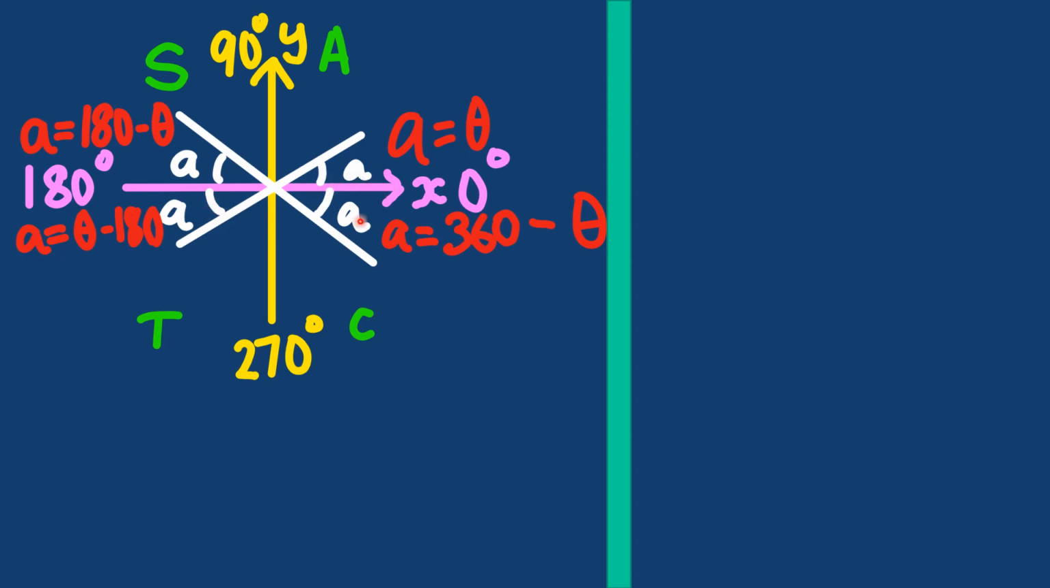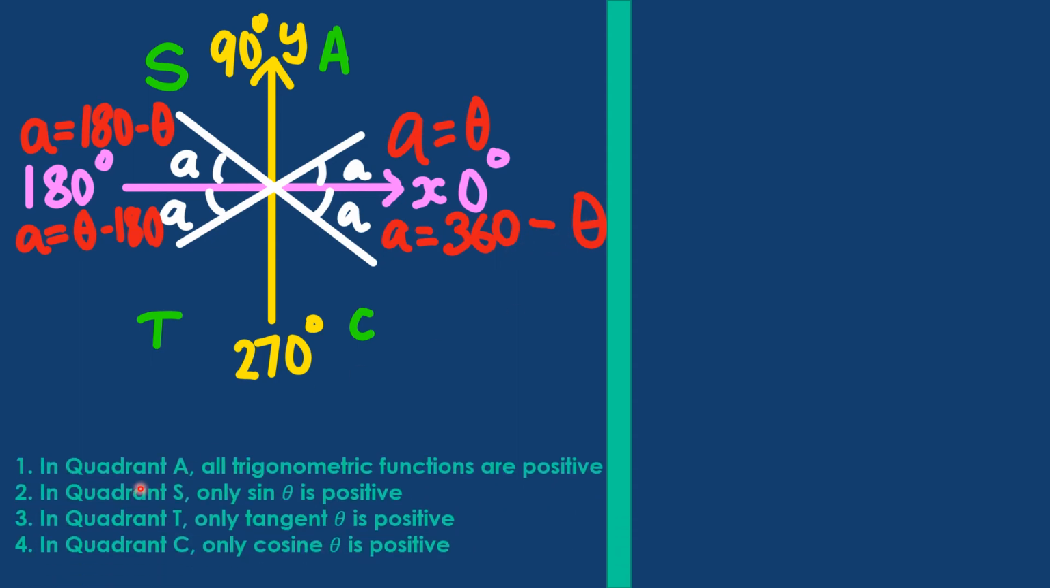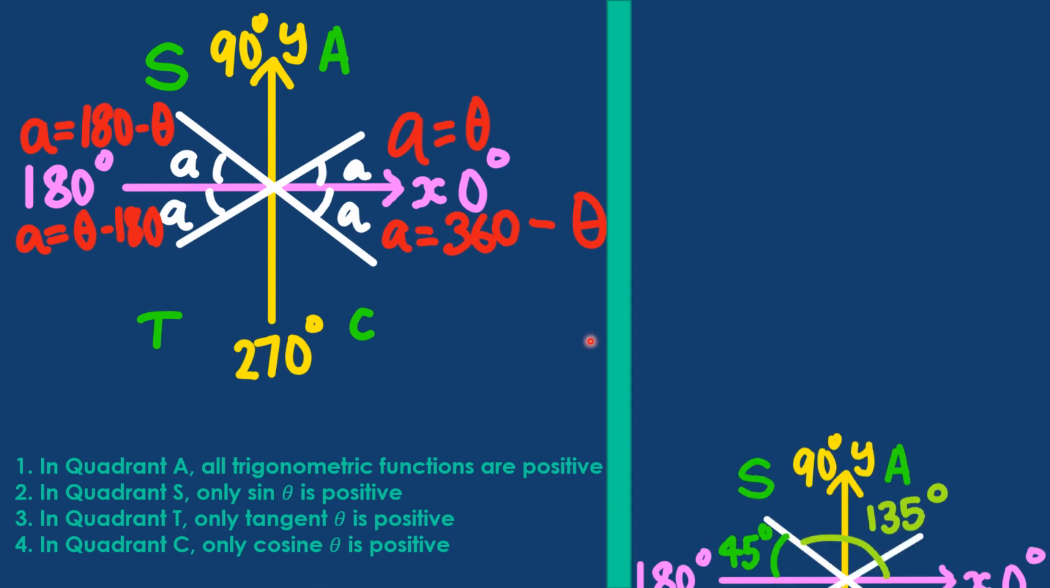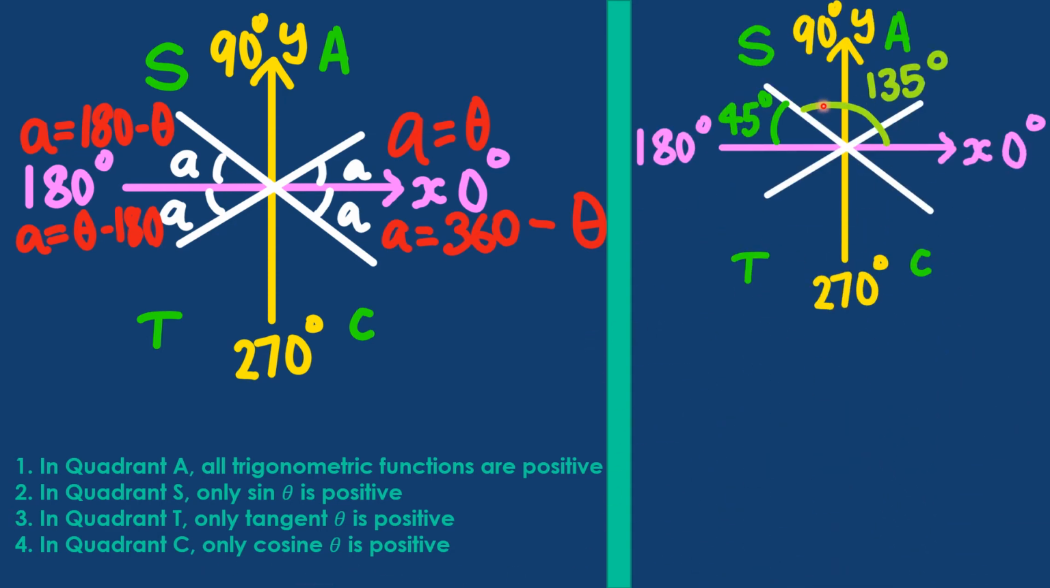And if it's between 270 and 360, it will be A, which is equal to 360 minus theta. So it will still follow. Now if you can just remember these rules, it'll be very easy. So let me show you an example. So this is 135 degrees and this is the angle 45 degrees because 180 minus 135 is 45.